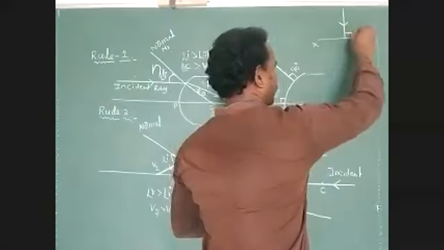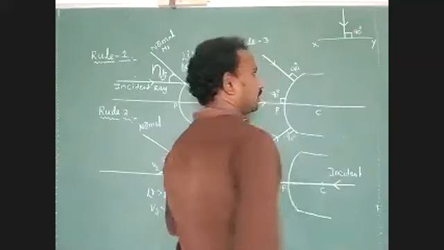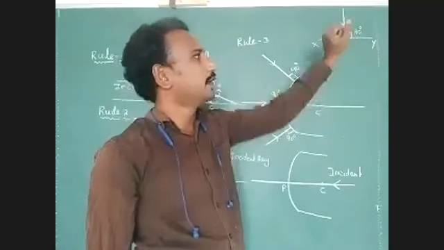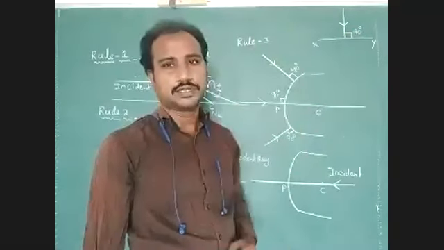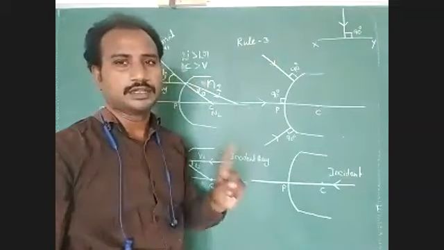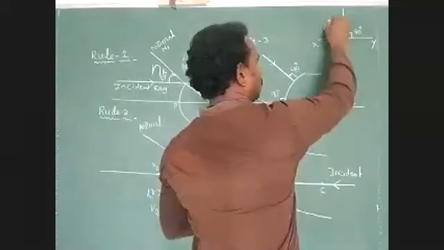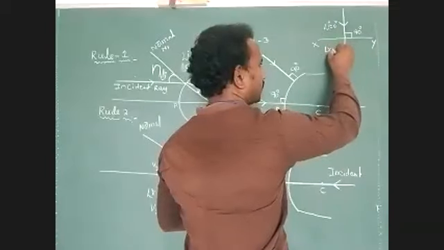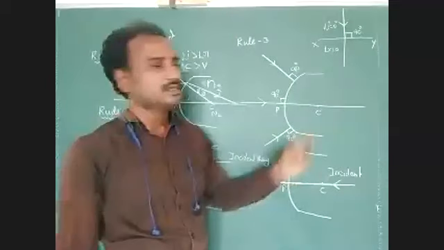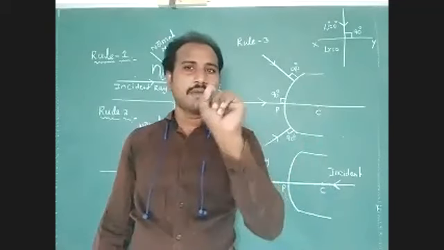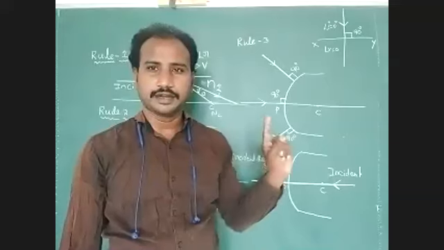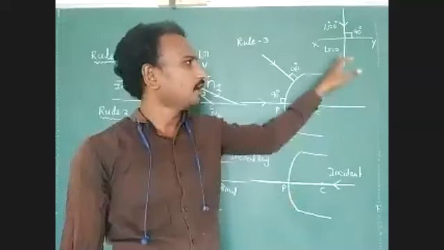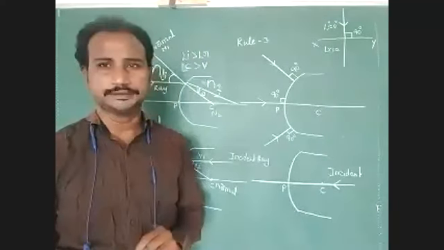What is the angle here? 90 degrees. This is the glancing angle, 90 degrees, but what is the angle of incidence? The angle of incidence is calculated with respect to the normal. The angle of incidence is equal to 0 degrees. What about the angle of refraction? The angle of refraction is also 0. What is the reason? The medium cannot affect the path of light.